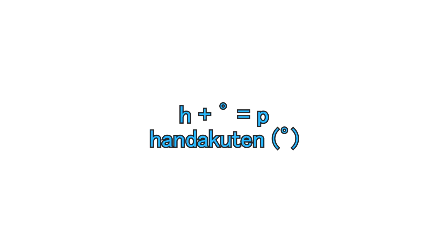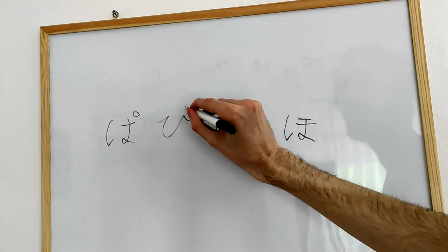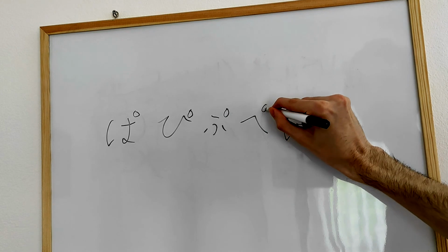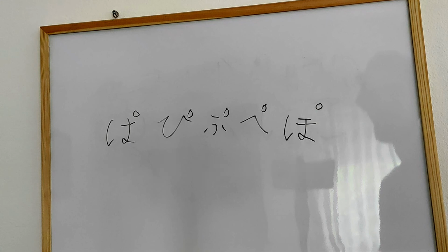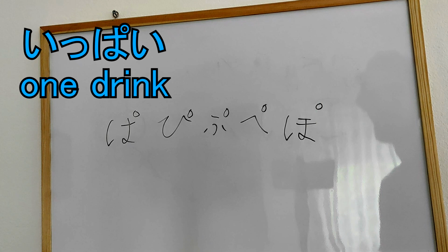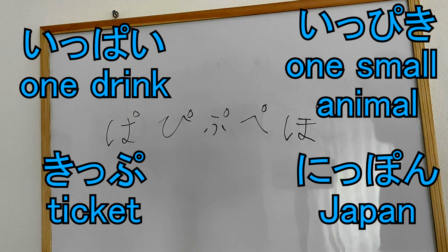There's another character you can add to the H column characters. It is called handakuten, a little circle, also written in the upper right corner of the character. As the formula says, if you write handakuten, you will get sounds pa, pi, pu, pe, and po from the H sounds. Those are most commonly used when writing words in Katakana, which will be learned in the next lesson. There are some examples. For example, ippai, which means one drink. The other one is kippu, which means ticket. There is ippiki, which means one small animal, and nippon, which is another way to say Japan.